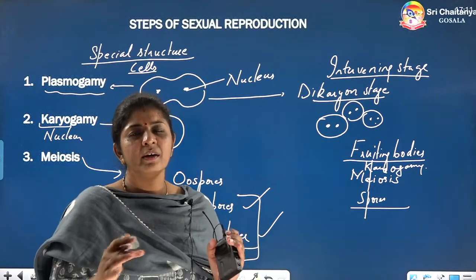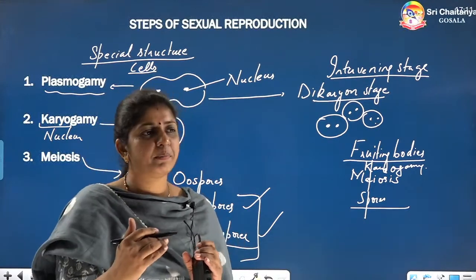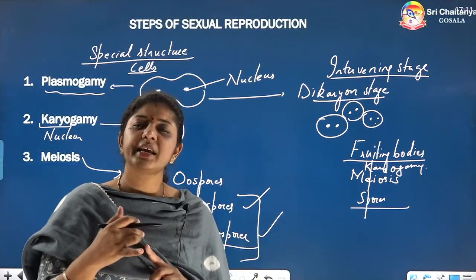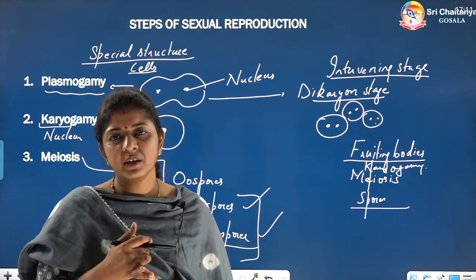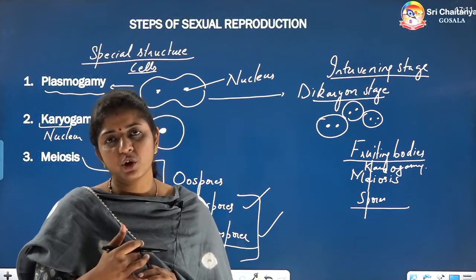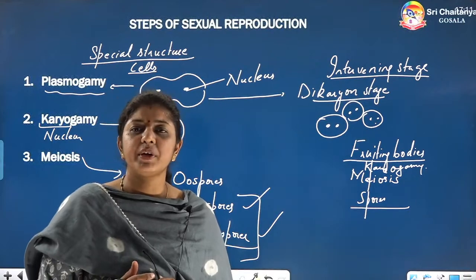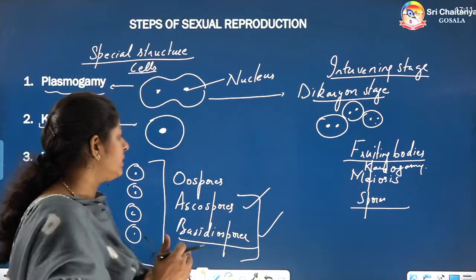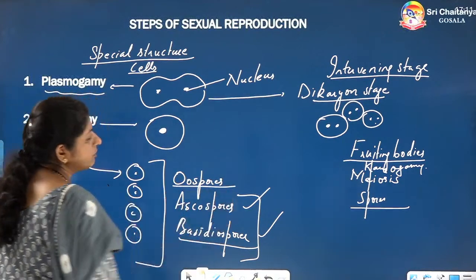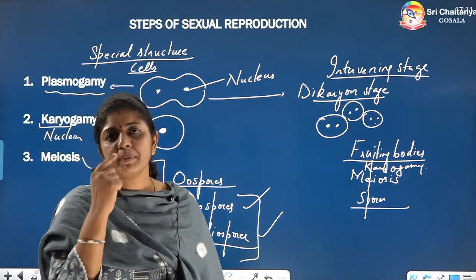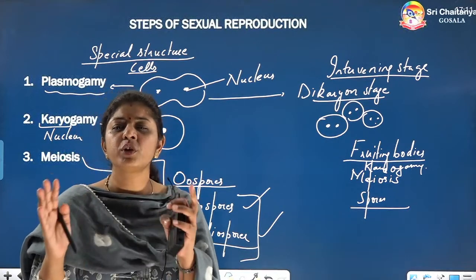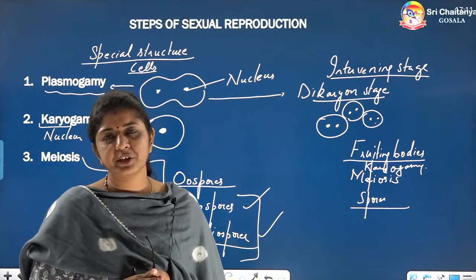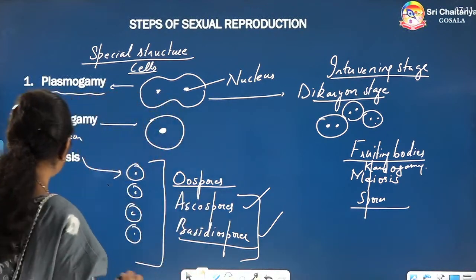Just keep in your mind what the stages of sexual reproduction are here. First is what? Plasmogamy. Second is what? Karyogamy, right? Last is what? Meiosis. All three are compulsory to happen. But after plasmogamy, karyogamy will happen immediately for the formation of oospores. But it will be delayed due to the formation of a fruiting body in the case of ascospores and basidiospores. Fine. Okay, now coming to the next part.